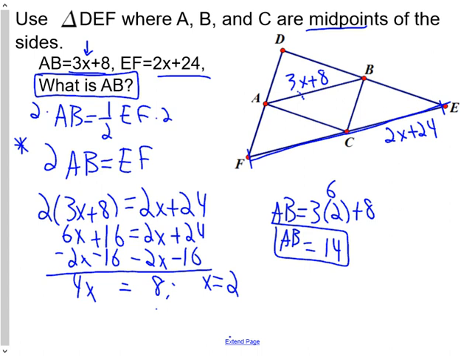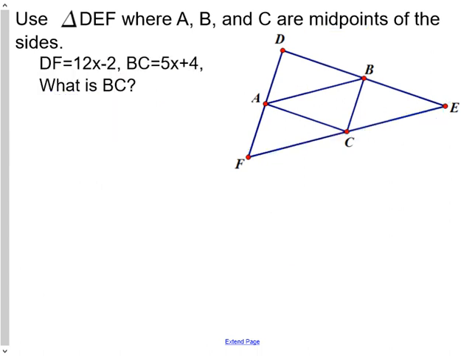So one more of those problems before we move to coordinate proofs. DF equals 12x minus 2. BC is 5x plus 4. Same given information. We got midpoints and midsegments. What is BC? So again, this one's 5x plus 4. This one is 12x minus 2.